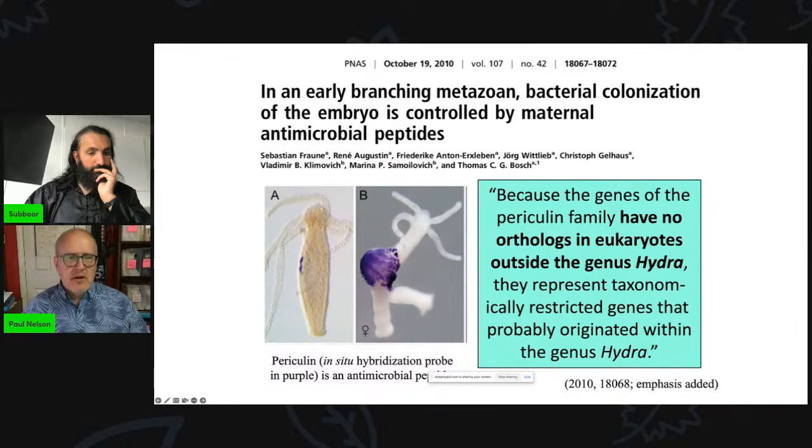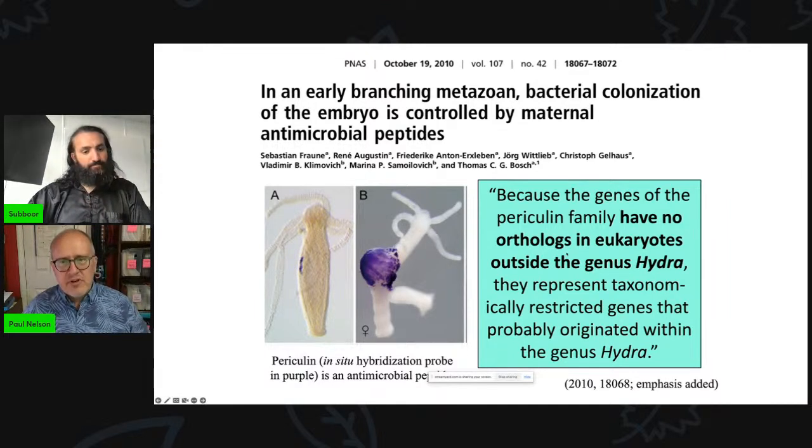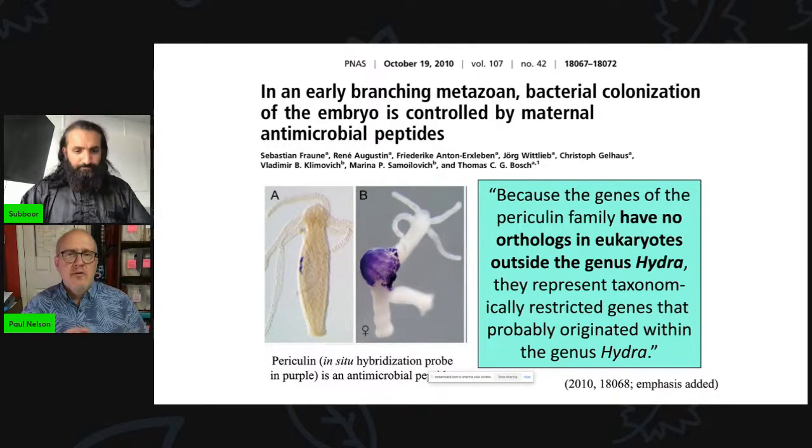Here you can see this has been lit up by a probe, a purple probe. Again, taxon specific. These investigators could not find these genes outside the genus Hydra. They're taxonomically restricted. So these are five, I think that's the count, five examples of very important roles for orphans that would not have been revealed to us, if you will, if we didn't have the ability to look at the whole genome and see what's there.